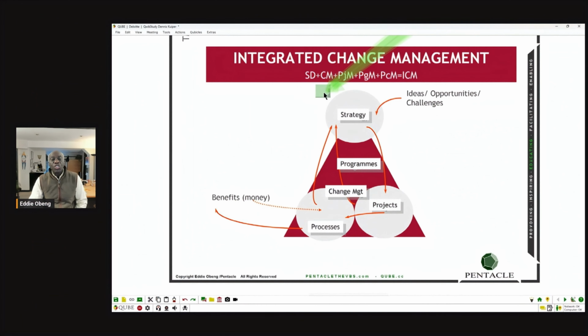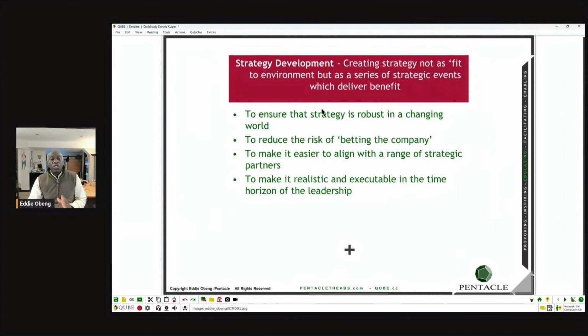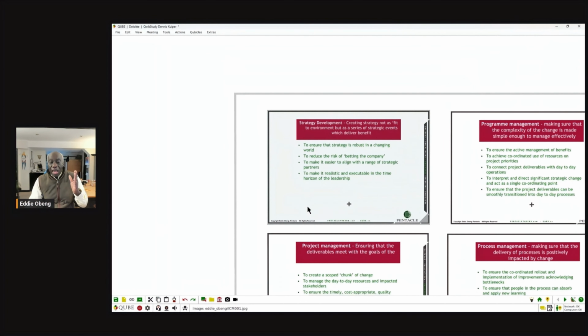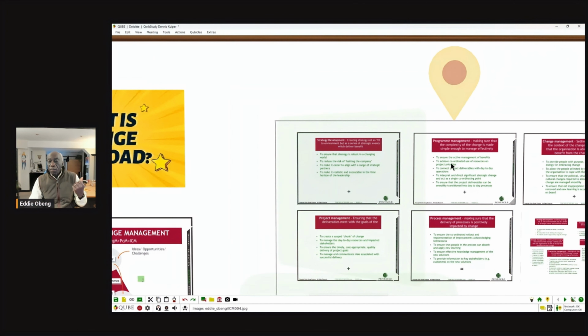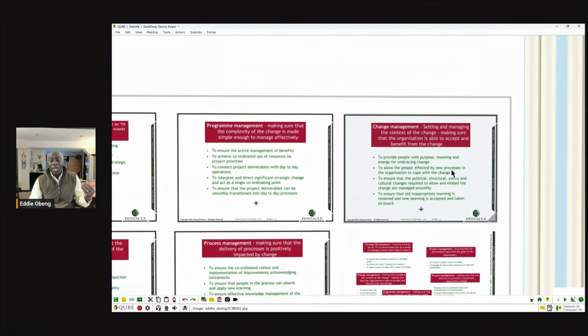And then along the top of this diagram, if we go in closer, there's a little formula which says strategy development plus change management plus project management plus program management plus process management equals integrated change management. Now, what does that mean? I'll share with you what I found in terms of the different roles. So strategy development is really about creating the strategy to make it work. So you've got to make sure you've got some people making sure that this is actually going to work. Then you have to add that to your program management. And program management is active management of benefits. You can look at this later. It's interpreting a single, direct strategic outcome, and making sure the project deliverables are actually linked, and that as the projects are happening, you can feed them back into the strategy in case the strategy needs to change.